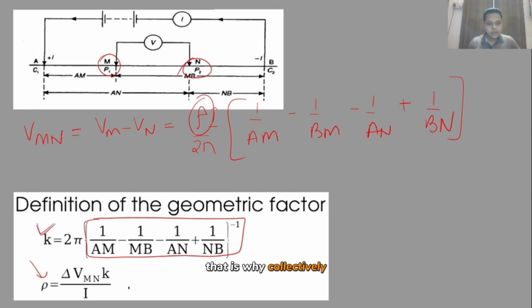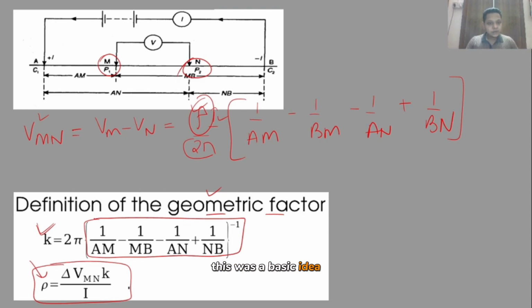That is why collectively this 2 pi multiplied by this, or the inverse of this, is actually called the geometric factor, because it is completely dependent on the geometry. Rest all the terms are constant. The voltage, the current, and the resistivity are going to be constant. So this whole factor, we call it K, or geometric factor, which is only going to be dependent on the various geometries you're going to use, or you're going to encounter.